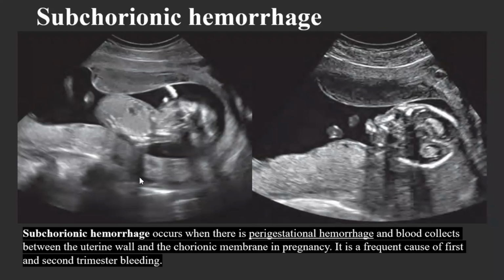And now we are going to discuss subchorionic hemorrhage. Subchorionic hemorrhage occurs when there is a perigestational hemorrhage and the blood clots between the uterine wall and the chorionic membrane in pregnancy, and it is a frequent cause of first and second trimester bleeding.